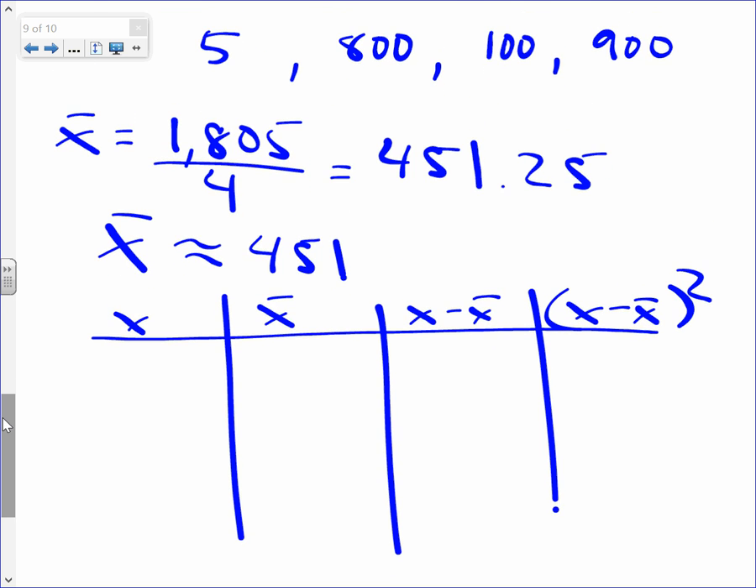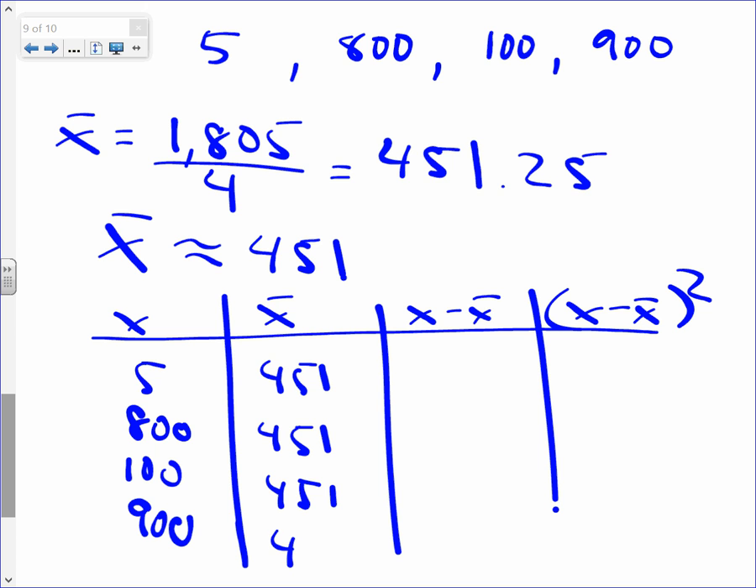Okay. X's mean our data values. So watch this. 5, 800, 100, and 900. That's easy. The mean, we just figured out, was 451. Again, I'm going to put 451 each time.